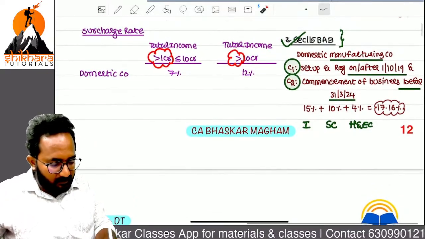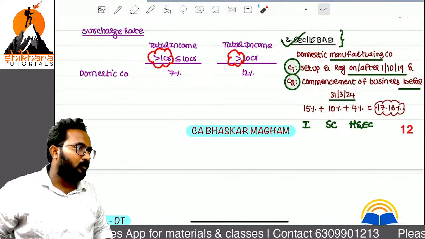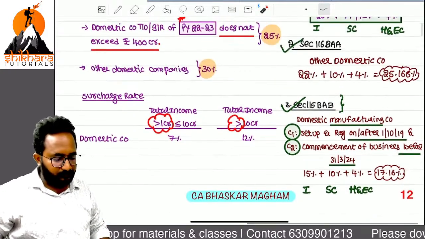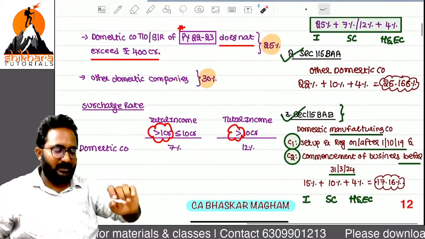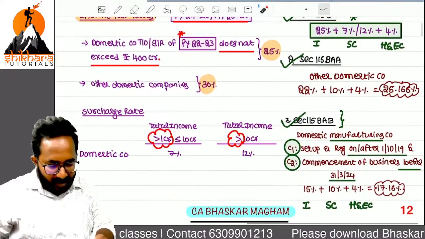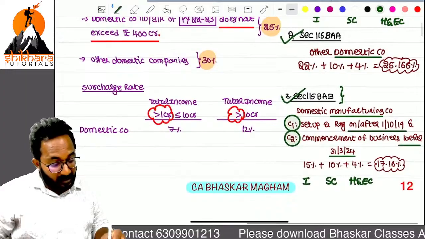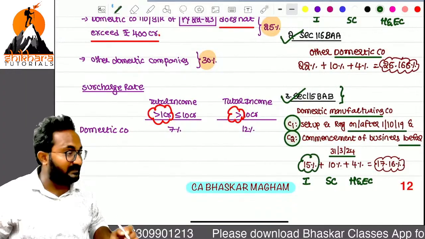Section 115BAB tax rate is nothing but 17.16. Now, sir, other domestic company. That means other than these companies, whether it is manufacturing or not is also not required. Directly you can take. So for manufacturing, 15% only we charge, sir.